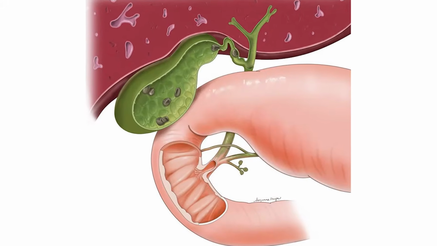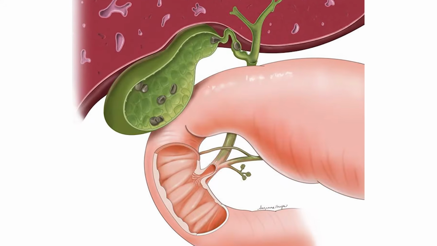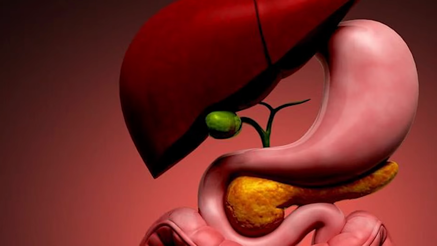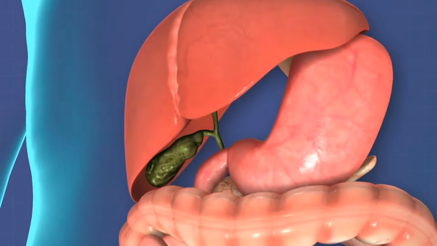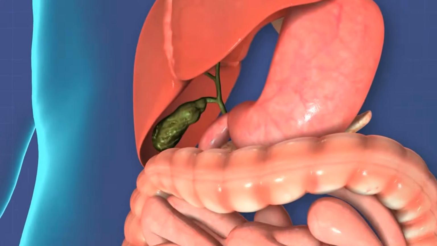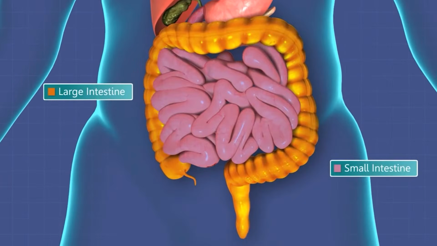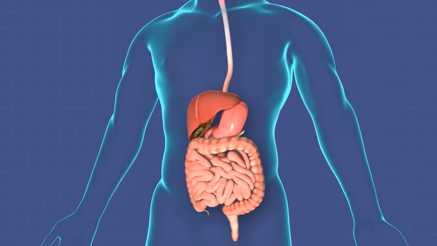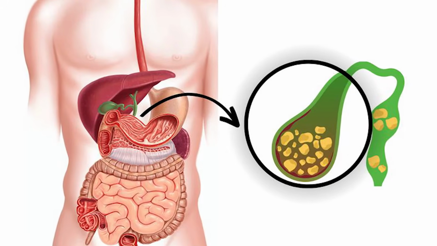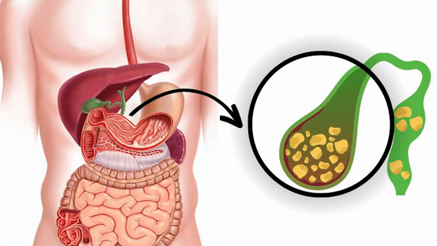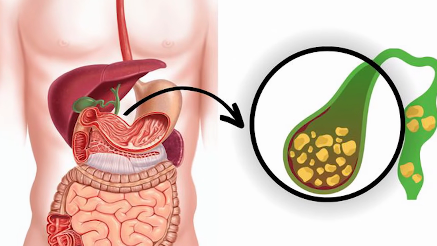The primary function of the gallbladder is to store and concentrate bile produced by the liver. Bile is necessary for the digestion and absorption of dietary fats. When you eat, especially when you consume fatty foods, the gallbladder contracts, releasing concentrated bile into the small intestine, specifically into the duodenum, through the common bile duct. This bile helps in emulsifying fats, breaking them down into smaller droplets for more efficient digestion and absorption by pancreatic enzymes.